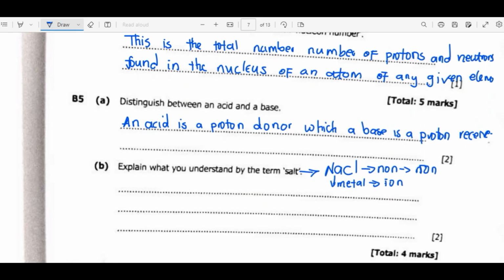Now let's say we have the base, sodium hydroxide, reacting with hydrochloric acid. Then we know that from the base we get the sodium, which is positive. From the acid we get the chloride, which is negative. So a salt is just an ionic compound which contains a positive ion from a base and a negative ion from an acid.